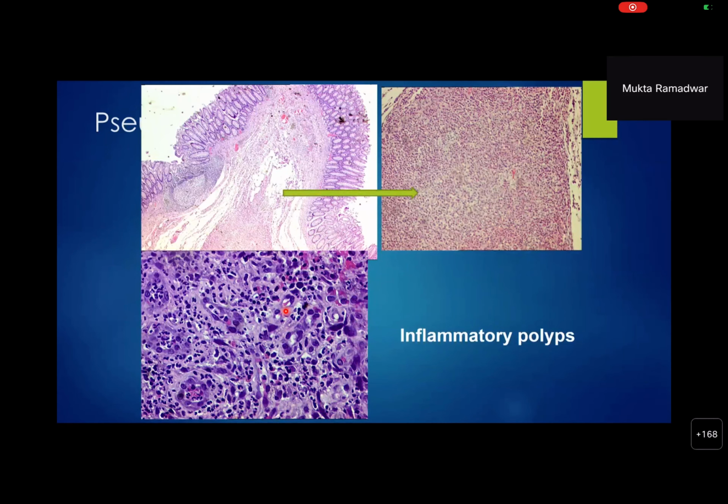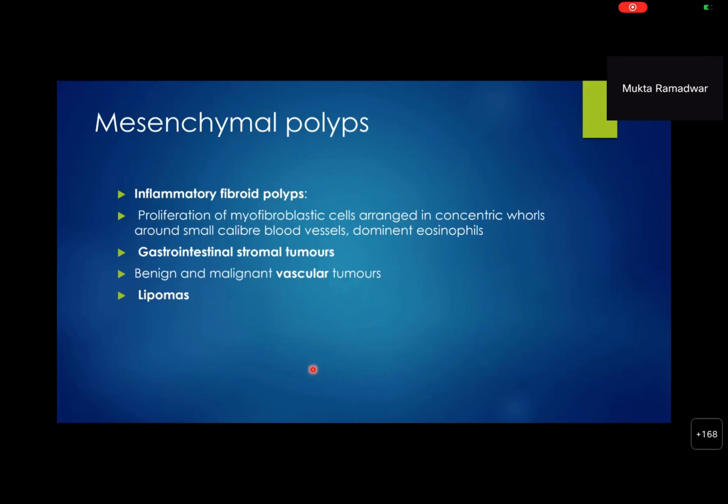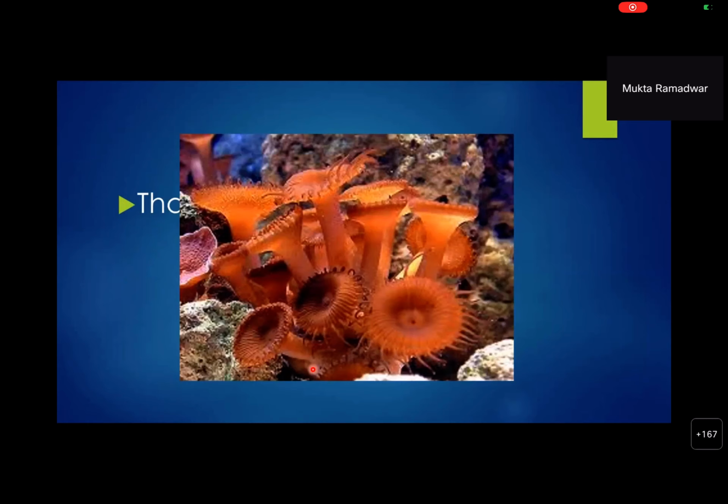One such example of inflammatory polyps: this is just an inflammatory exudate here, and that is causing edema as well as inflammation. It is causing an upward extension of the mucosa, and another polyp is showing granulation tissue. So these are not true polyps. Then there are mesenchymal polyps, which are formed by any of the mesenchymal tumors, gastrointestinal stromal tumors, etc. So thank you.